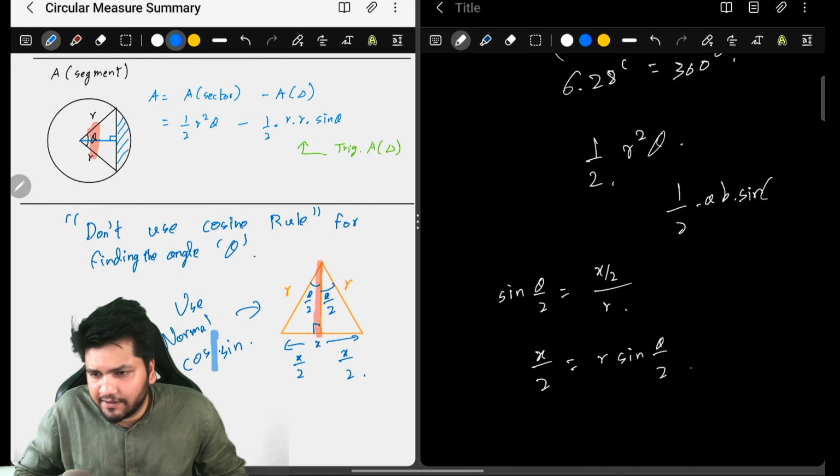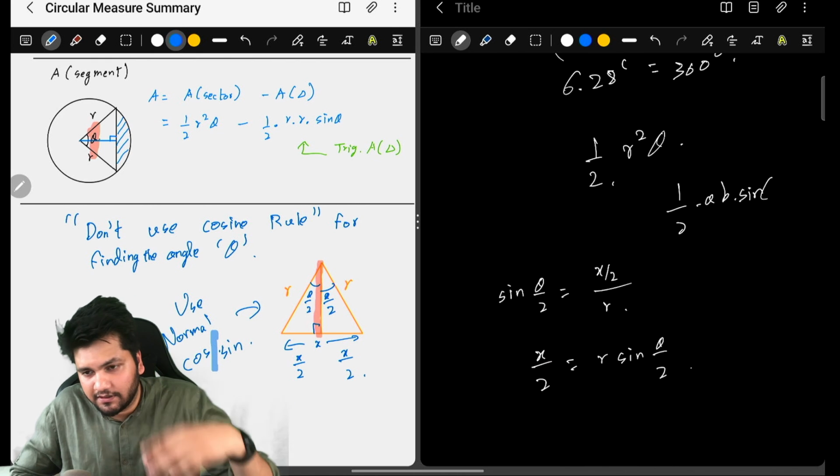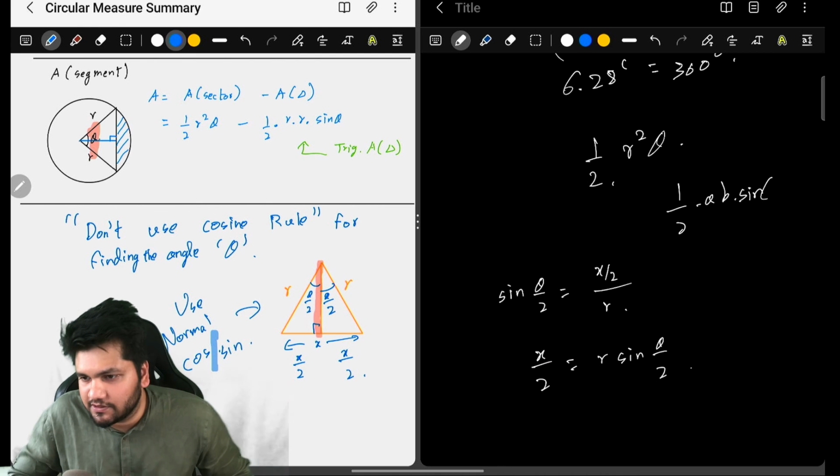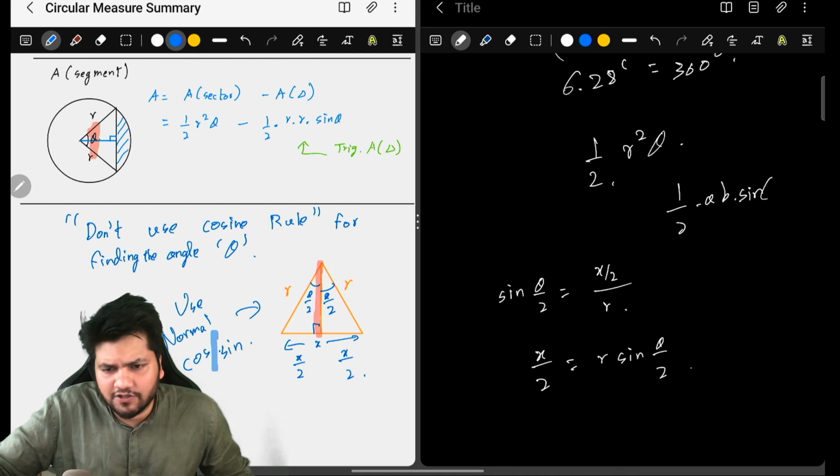You just substitute it, multiply by 2, you will get the value of x, instead of doing that r square plus r square minus 2 r square cos theta and all those things. So instead of that, you can simply use this and get the values. That's all we have in circular measure.